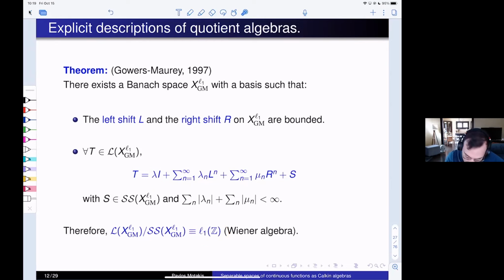It's called the Wiener algebra, which is a space of functions on the disk, of complex functions on the unit disk, where you can look at those that have summable Fourier coefficients, and then it happens that the algebraic structure is the same.